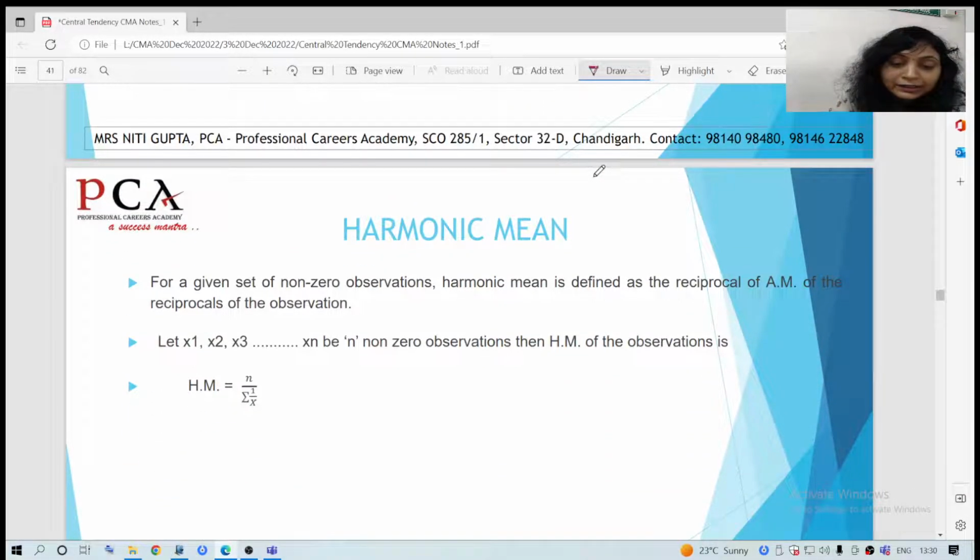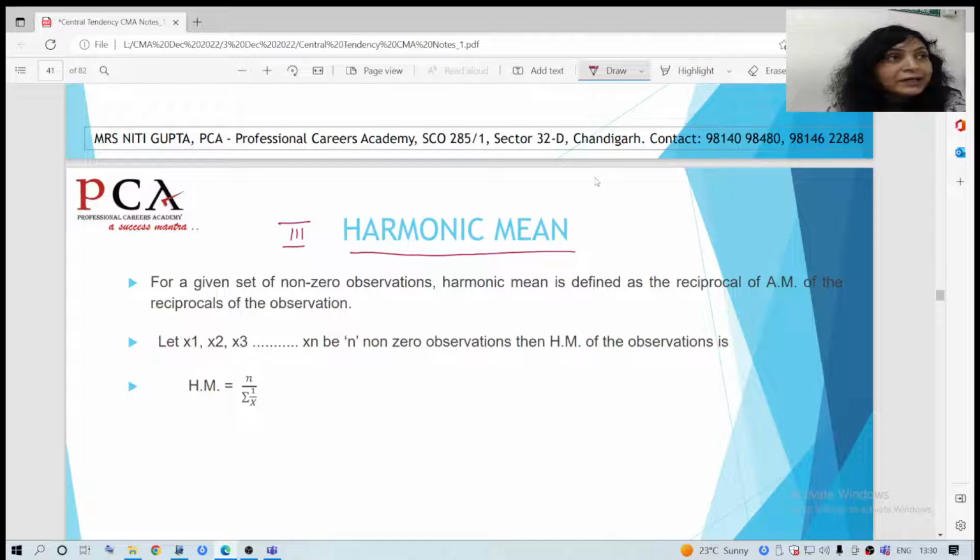Now we'll move to our third mathematical average, that is harmonic mean. I have already explained that there are two types of averages: one is mathematical and the second is positional. In mathematical we have three types of averages: arithmetic mean, geometric mean and harmonic mean. Arithmetic mean and geometric mean I have already explained. Now the third average we are explaining is harmonic mean.